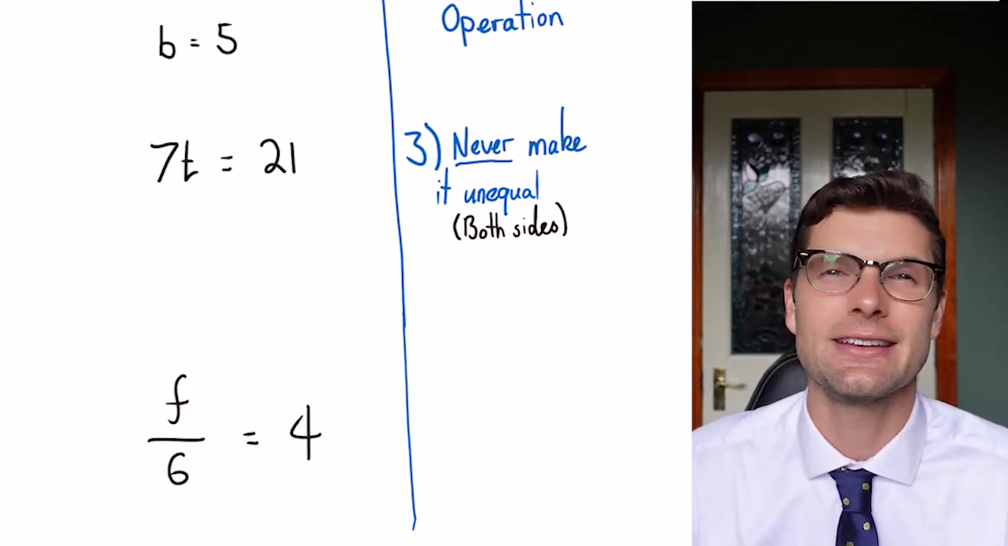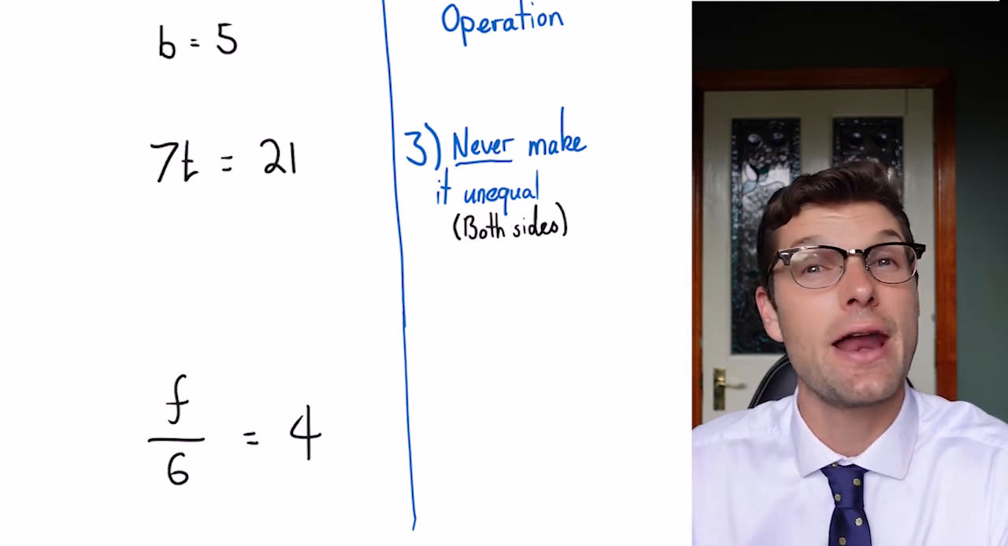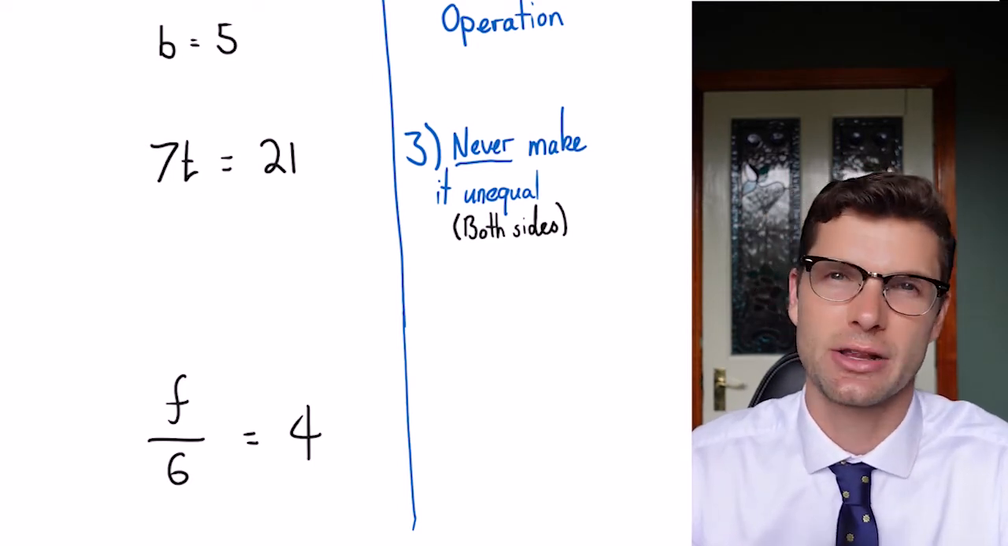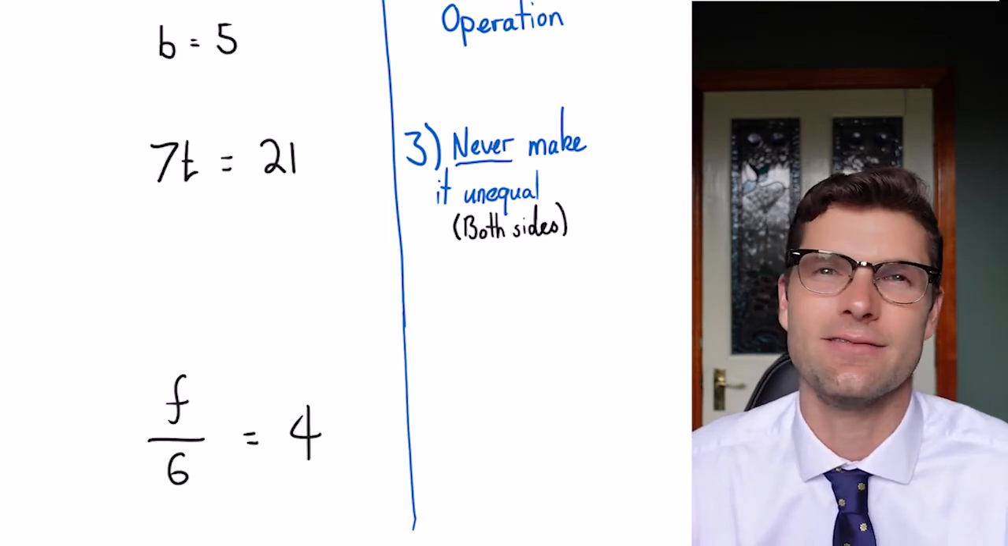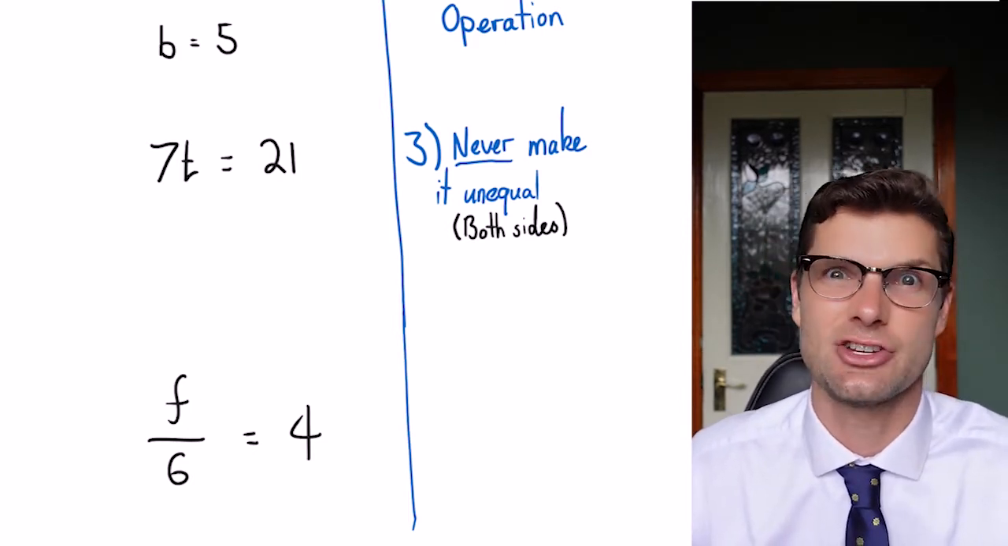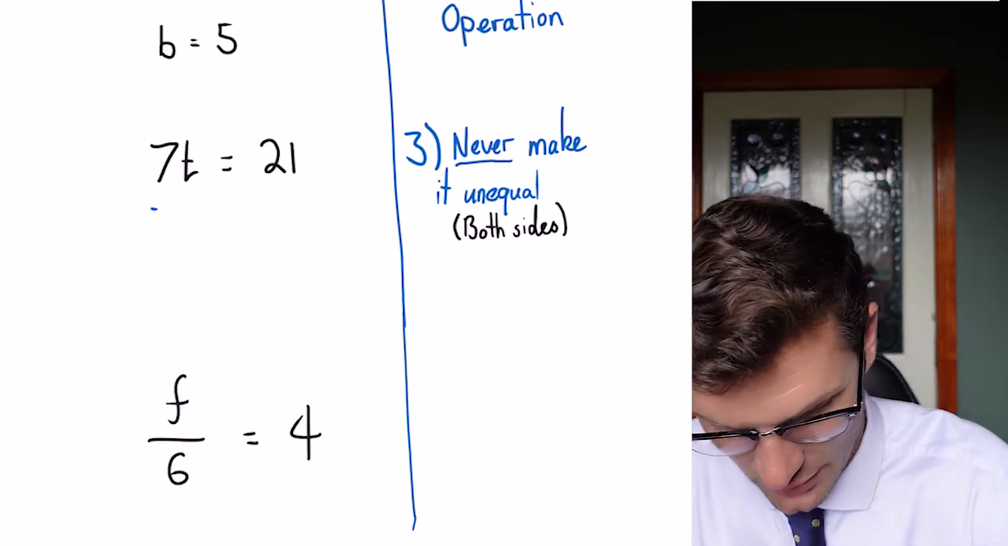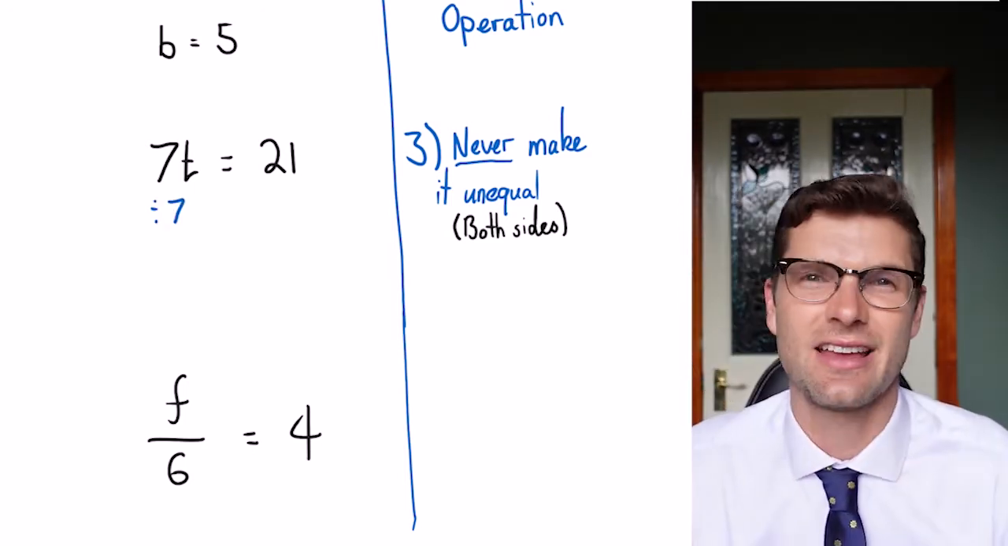We know from algebraic techniques that when you've got a number right next to a letter, it's multiplication. If we know what the opposite of multiplication is, we're going to be fine. So for this one, the opposite of multiplication is divide. So I'm going to divide this side by 7.